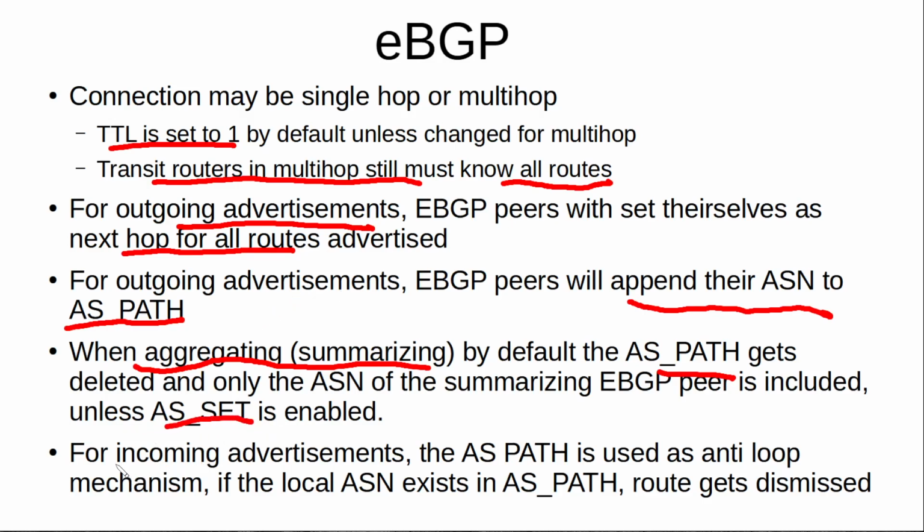Now, for incoming advertisements, the AS path is checked as an anti-loop mechanism. So when you receive routes from an EBGP peer, you will check the attributes. If your autonomous system exists within the AS path of any prefix, that prefix will be dropped.